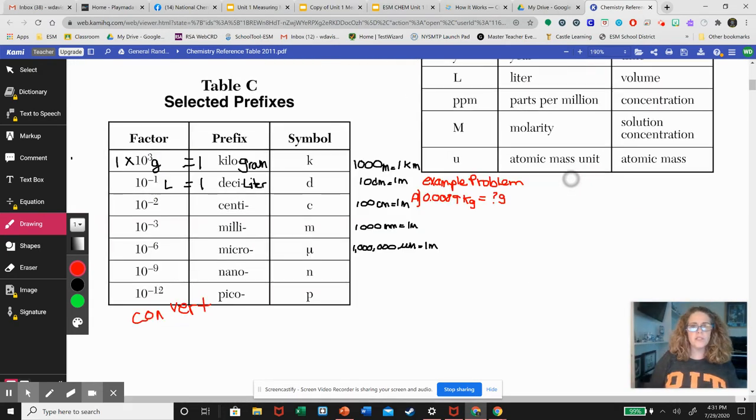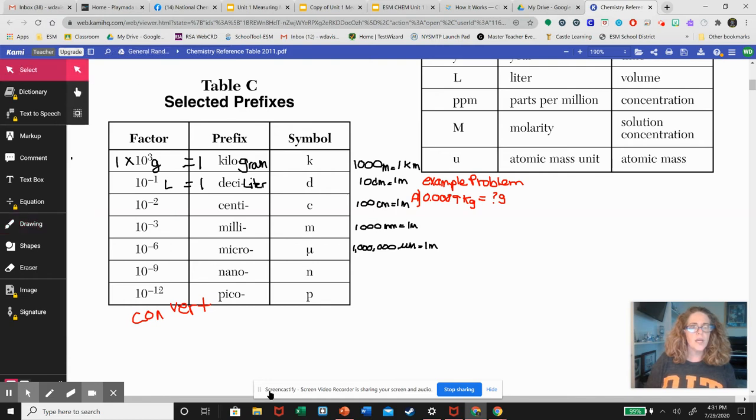And so in reference table C, what we have is our factors. Let me just go over here to the arrow so that I am not writing on the screen. So over here, I've written down a couple things that you're probably going to want to write down in your own reference tables. So we have our prefixes, right?